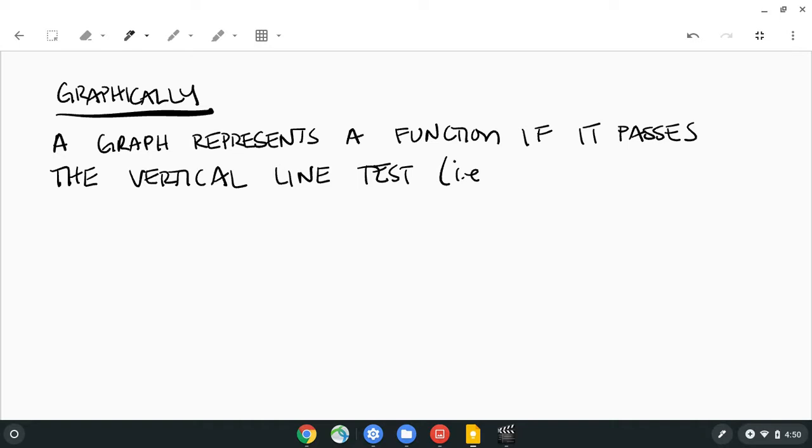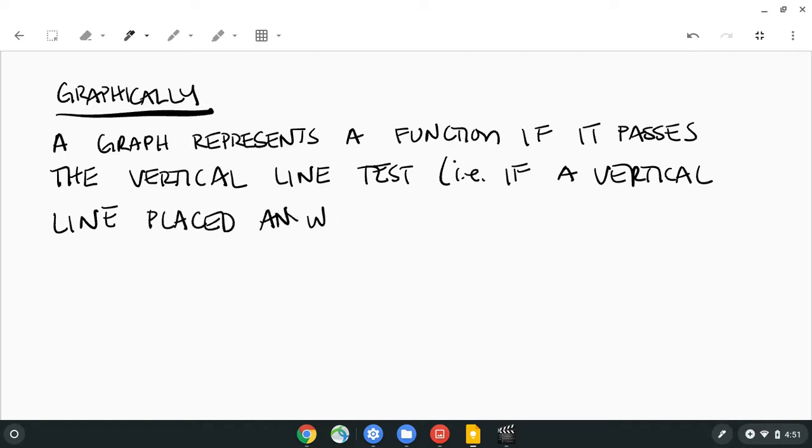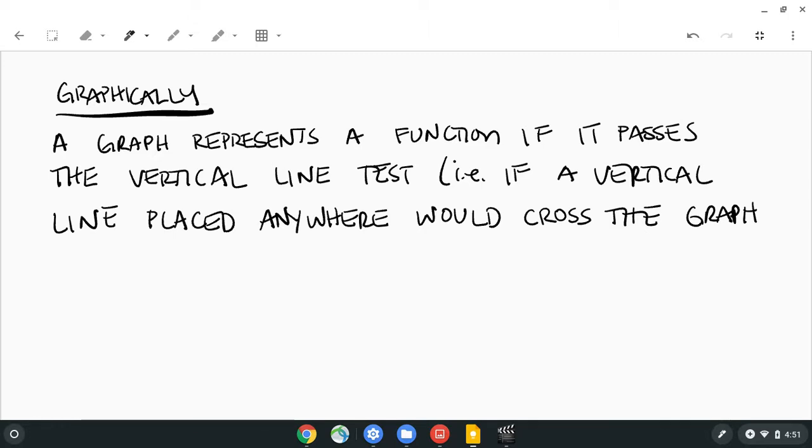I.e., if a vertical line placed anywhere would cross the graph no more than one time. Okay, so that's the requirement graphically. So you can use the vertical line test.